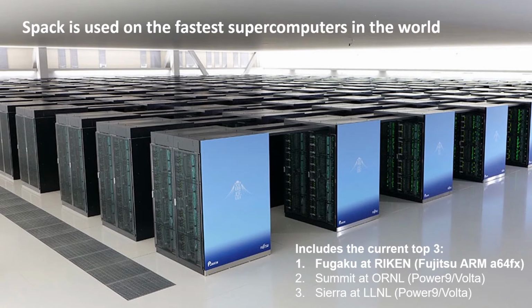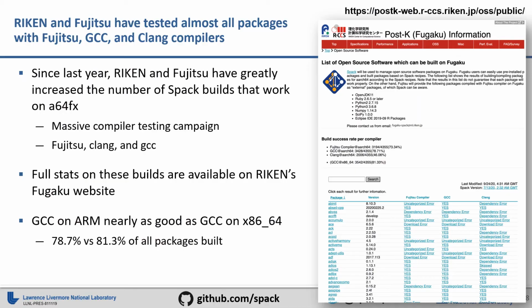Spack is in fact used on Fugaku. It's used on the top 3 systems in the world right now. So that's Fugaku at RIKEN, and then the Power 9 Volta systems at Oak Ridge and Livermore. We've been working with the team at RIKEN and Fujitsu for over a year now, maybe a year and a half, 2, as they have tried to build all Spack packages on Fugaku. They're using Spack to provide open source software for users on the machine. And their first step to doing this was they basically just took Spack and they tried to build all the packages with all the different compilers they cared about.